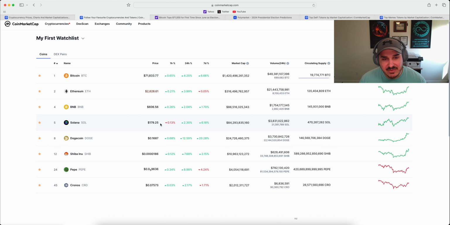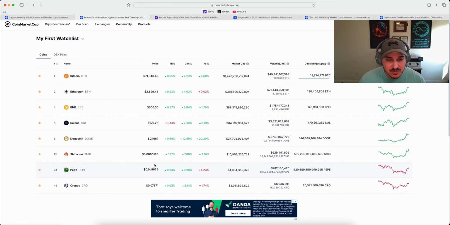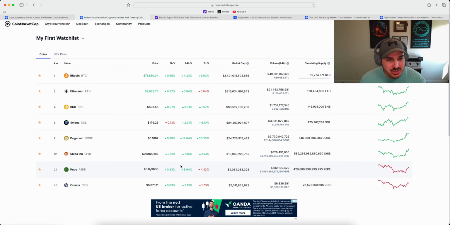Solana at 179, up 2%. Solana didn't move very much. Dogecoin is up 12% at 16, almost 17 cents. Shiba Inu is up 7%. Pepe, of course, our most volatile token, is up 8%. And Cronos, as usual, my favorite, is at 2%.